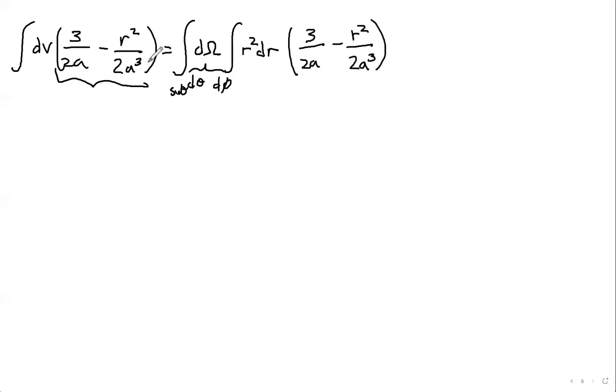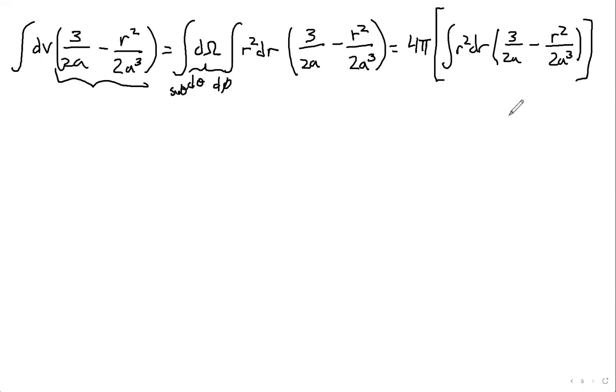Just remember, the integral of the solid angle is just 4 pi. So what you get out of this is a 4 pi. This is the integral over this angle. And then we have to do the integral of R squared dR of 3 over 2a minus R squared divided by 2a cubed.